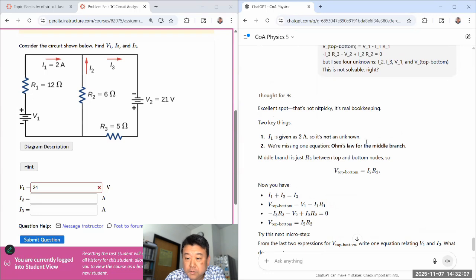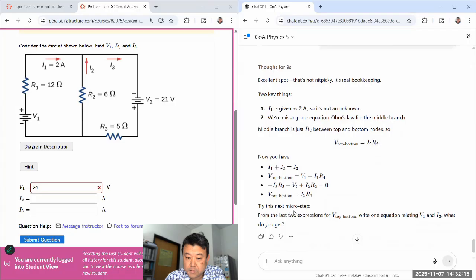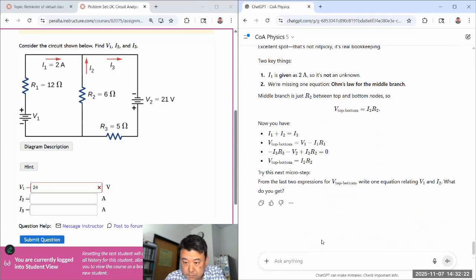We are missing one equation. Ohm's law for the middle branch. Yeah, middle branch. Okay, one equation relating V1 and I2. So that's I2 R2 is equal to V1 minus I1 R1, right?